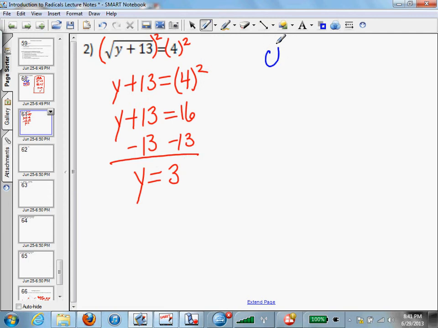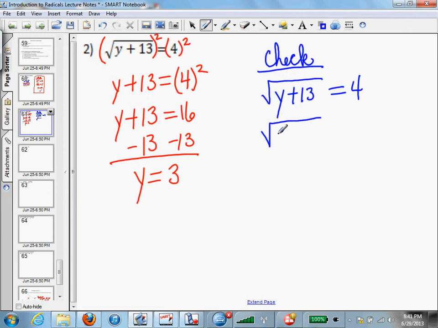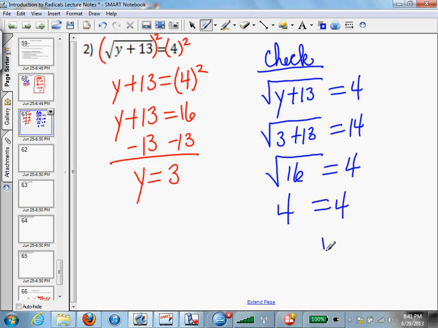So now to do our check, we rewrite our original equation, the square root of y plus 13 equals 4. On the second step, let's replace what we got for y. So we have 3 plus 13, and remember, this left side is under the radical. 3 plus 13 is 16. The square root of 16 equals 4. So that is 4 equals 4. That is a true statement.